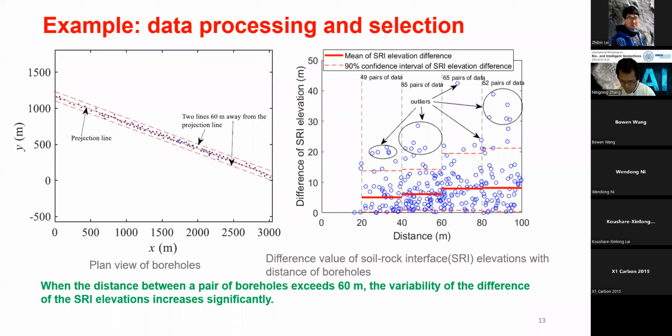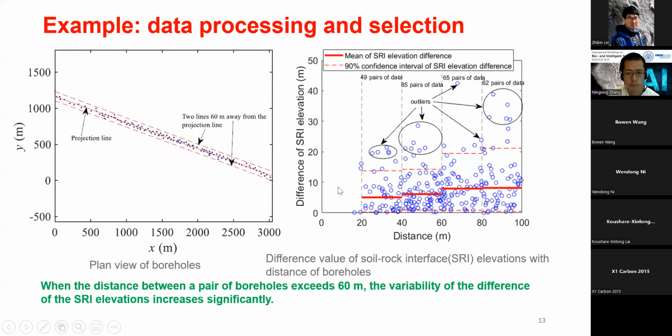So the first step is the data processing. Because all these boreholes are located along this road, it's a typical one-dimensional analysis. So the first thing we need to do is project all the boreholes onto a projection line. The natural question is how to select the boreholes, how far away the boreholes should be from the projection line. So we do a very simple and preliminary statistical analysis.